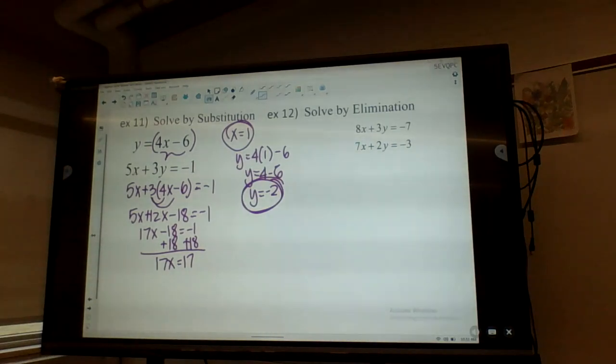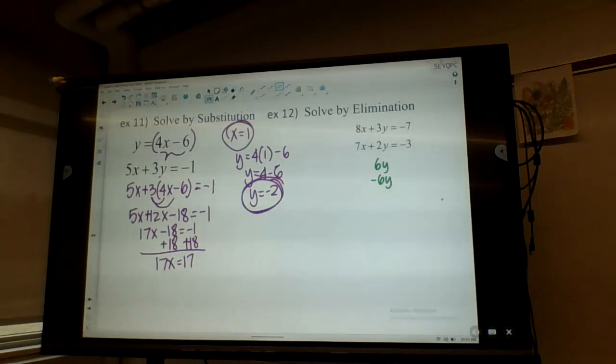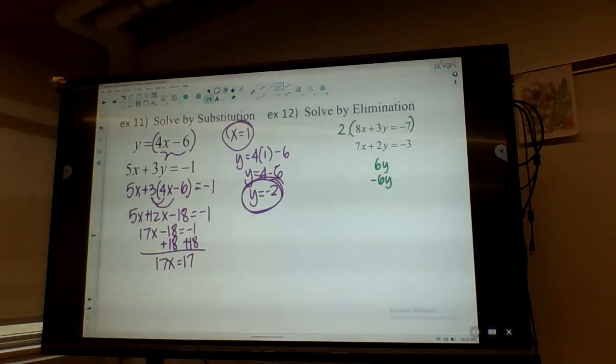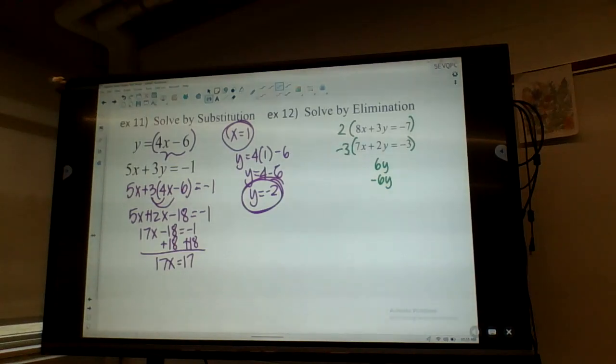3 and 2 are nicer to work with because we can make them both into 6. I'm going to do a negative and a positive 6y. That's kind of like my goal there. So the top equation, I'm going to multiply by a positive 2. The bottom equation by a negative 3.